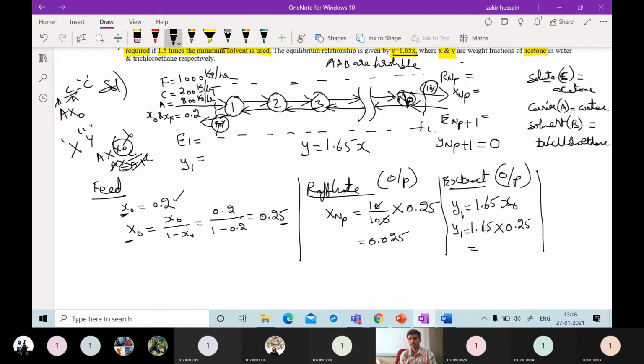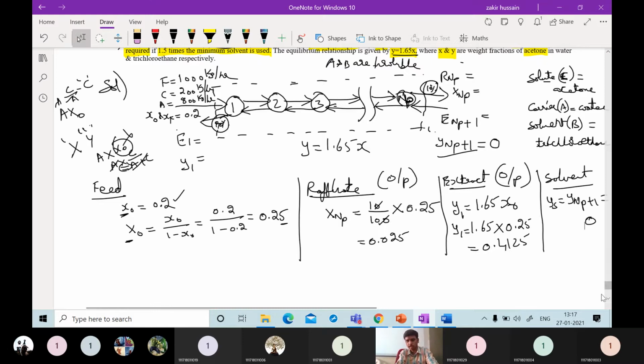So what is this value? Y1 is equal to 1.65 into 0.25, which is 0.4125. The next stream is the solvent stream. The only clue here is that ys or yNp plus 1 is equal to 0, since they are making the solvent acetone free, or solute free. So ys is equal to 0. Almost pure solvent we can consider.